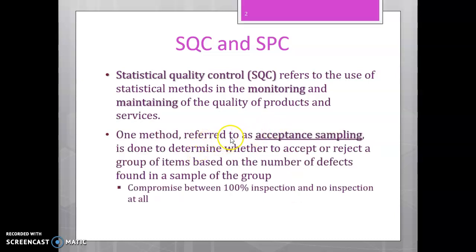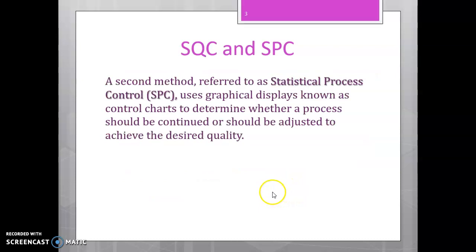One method is called acceptance sampling. It is done to determine whether or not to accept or reject a group of items based on the number of defects found in there. So it's a compromise between 100 percent inspection and no inspection at all, your classical inspections. The second method is statistical process control, which uses graphical displays known as control charts. We've talked about them in the past as well. It tells us whether or not our process should be continued, or whether we need to adjust it.